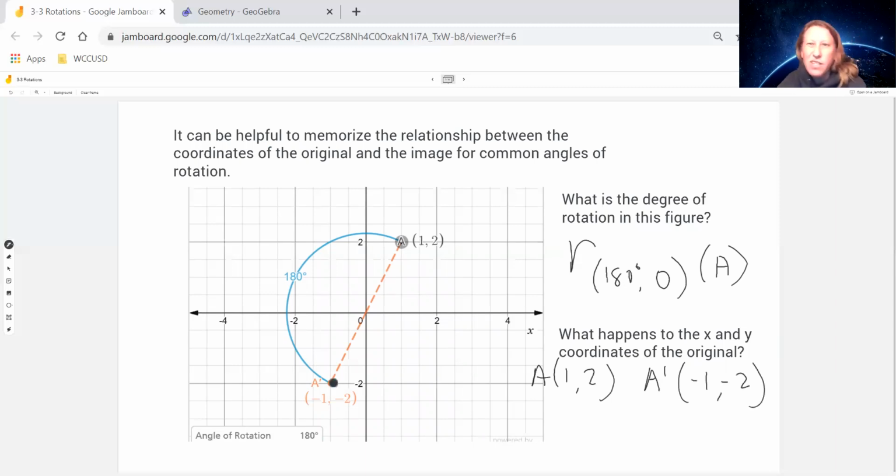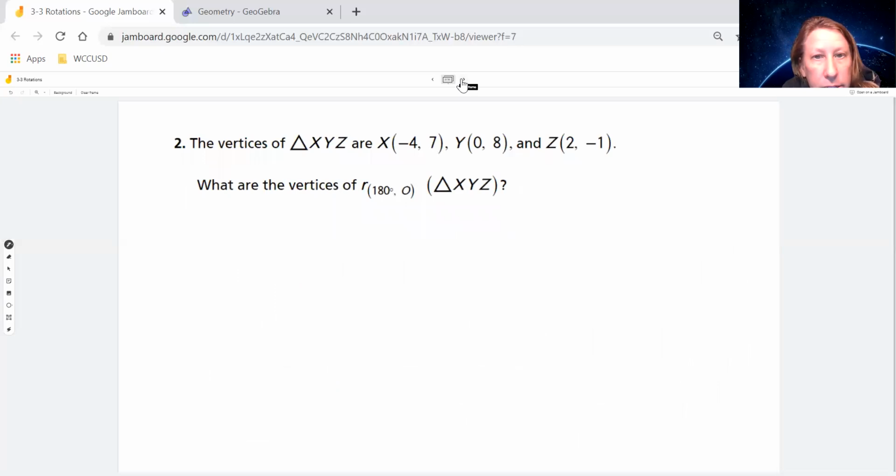This one's actually a little easier. So what happened to the x and what happened to the y? To get from 1 to -1, what do we do? Take the opposite. And to get from 2 to -2, what do we do? Take the opposite. That's pretty cool. All right, so let's see if we can put it into use.